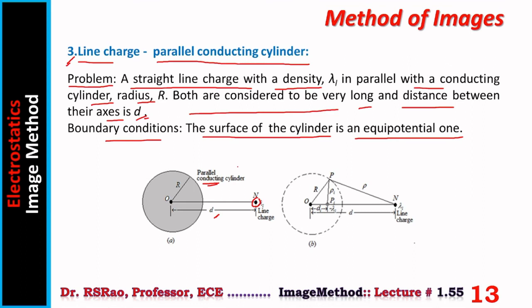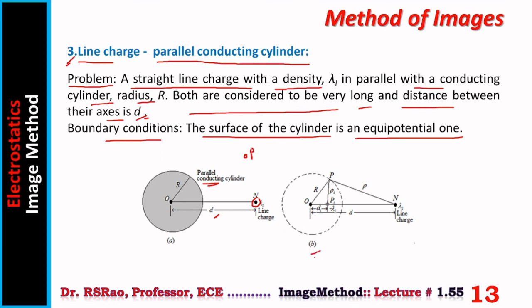Let us suppose our requirement is to find field intensity at a point P somewhere here. We may be requiring potential or we may be requiring field intensity. Traditional methods are of no use. But if somehow we are able to convert this problem into a configuration that is amenable, that is acceptable to traditional methods of potential or field calculations, then our problem is solved. Of course, that is the image method.